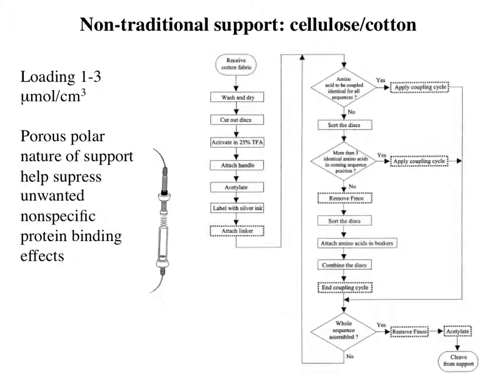Once you do that, you ask if the amino acid to be coupled is identical for all sequences. If yes, you apply the coupling cycle. If not, you sort the discs. Are there more than 3 identical amino acids coming in the sequence position? If yes, you apply the coupling cycle. If no, you remove the FMOC, sort the discs, attach amino acids in beakers, combine the discs, and run the coupling cycle. And so you go through this process so that you generate different discs with different peptide libraries.